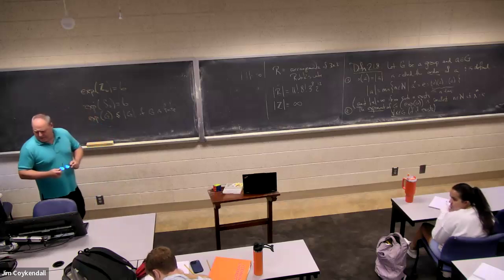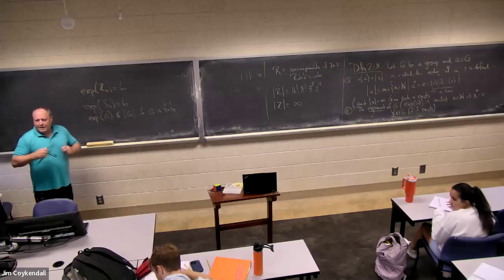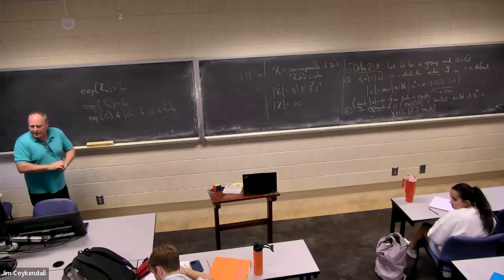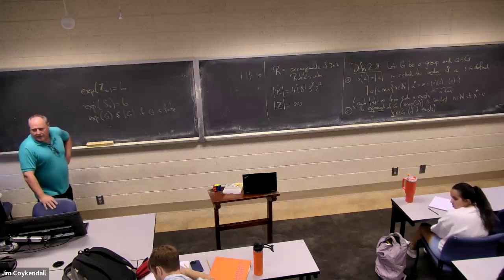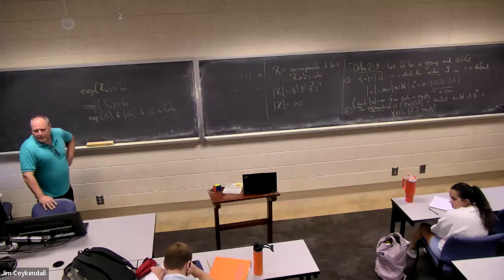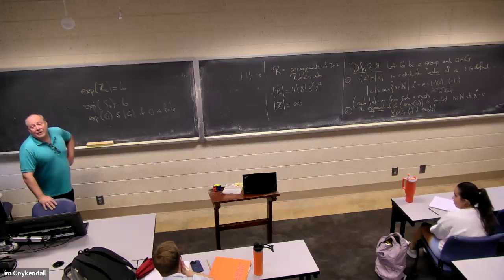Yes? In Z6, if zero bar can just go back after 1, why is it not 1? Because it has to work for every element of the group, not just zero. Okay. Other questions?